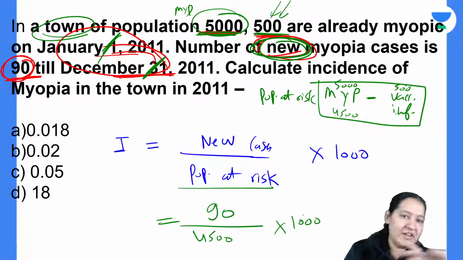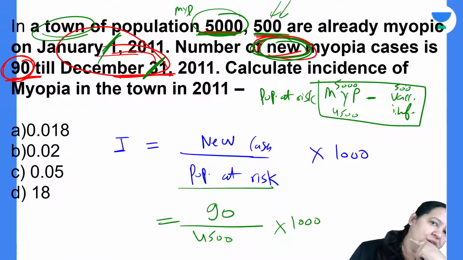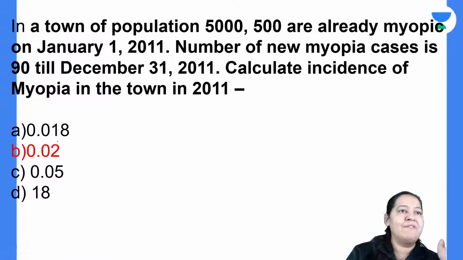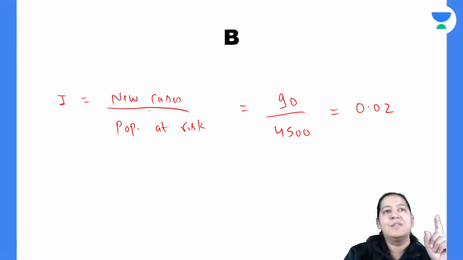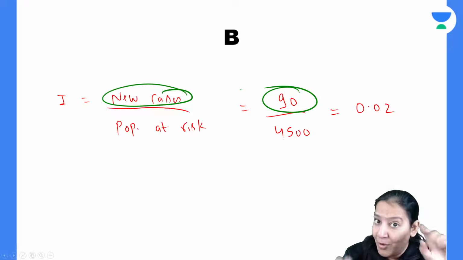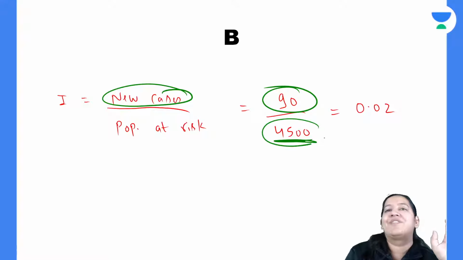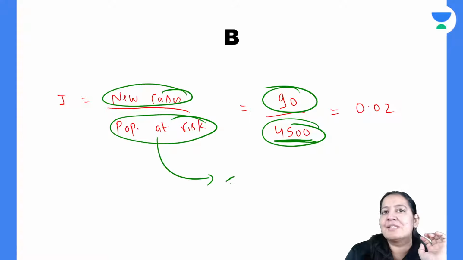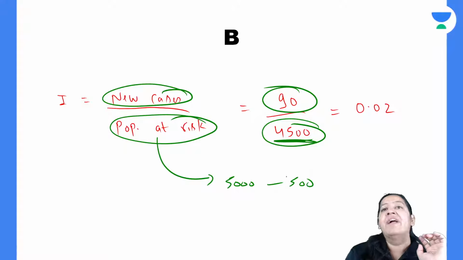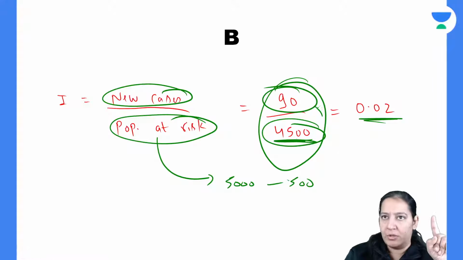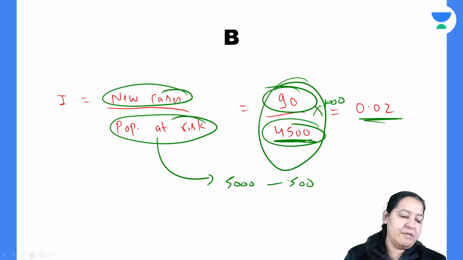Now do the calculation. Whatever answer comes, it will be your answer. You can do it by yourself, I'm not doing the calculations. So the answer will be not D, not 18, Rishinika. The answer will be 0.02. The new cases is 90, there is no doubt in it. But most of the students took 5,000 as denominator. Don't take 5,000 as denominator. Take 4,500 because population at risk is 5,000 minus 500. If you do this calculation, your answer will be 0.02.